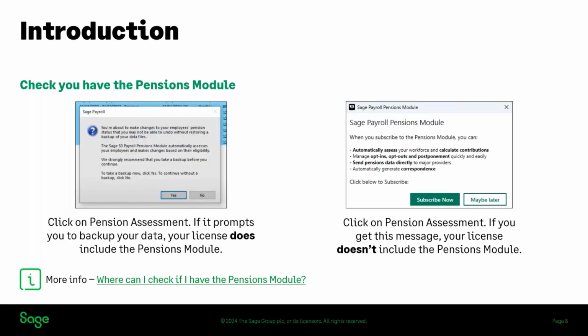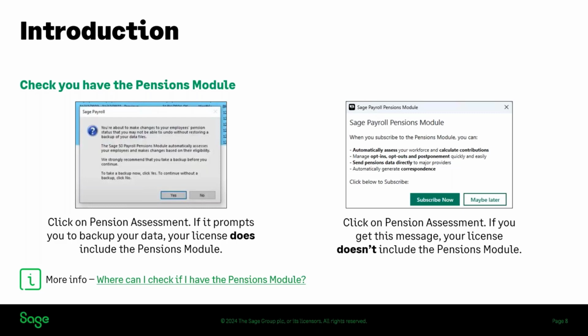So this is one of the tasks within the payroll tasks. It usually comes after entering the payments. And if you click on pension assessment and you see this first screenshot, the one asking you to take a backup, that confirms that you do have the pensions module. And from that point, it will either take you straight into the pension assessment, or if you've never set it up, it'll take you into the setup wizard.